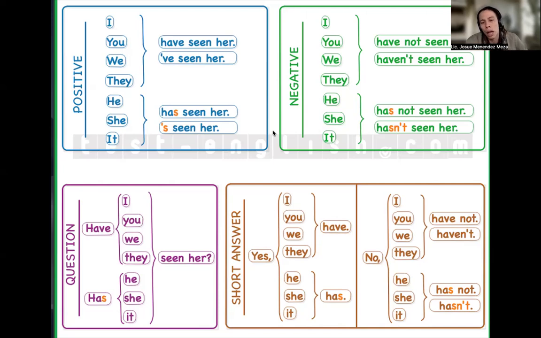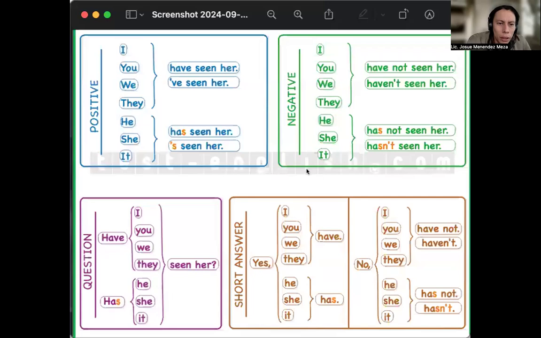For the short answer we can say yes, I have. Yes, he has. She has. It has. Or no, I have not, or I haven't. No, she has not, or she hasn't. Now, that is the present perfect.